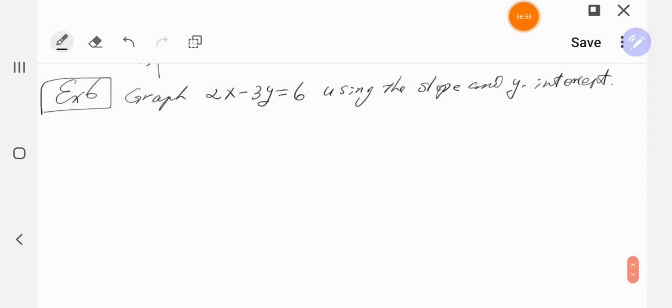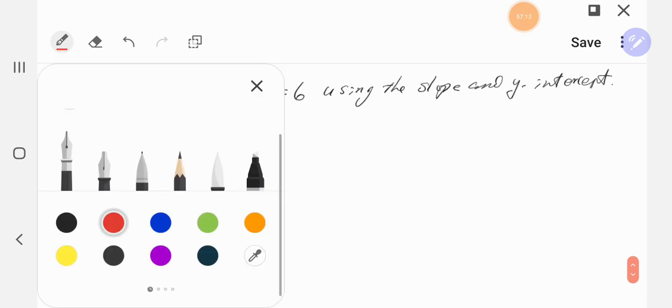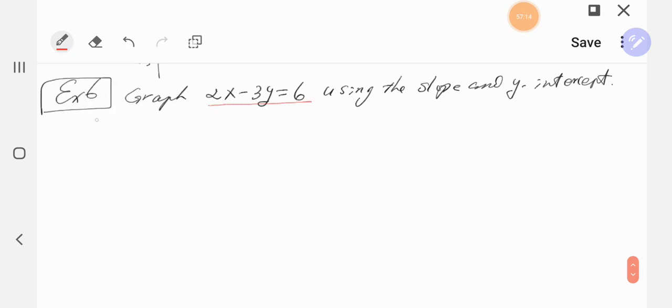Okay, example 6. Graph this equation. Okay, this time the equation is not in the slope-intercept form. So, graphing this equation is, okay, let's first use the slope-intercept form. So first of all, we have to rewrite in the slope-intercept form, right? Slope-intercept form, so that we can use slope and the y-intercept.